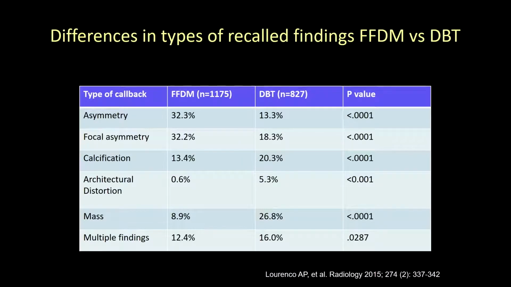This is the Brown group, Anna's data, showing you again that there was a significant decrease in the recalls for asymmetries or one-view findings and two-view findings, focal asymmetries.